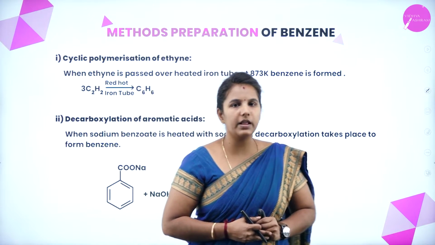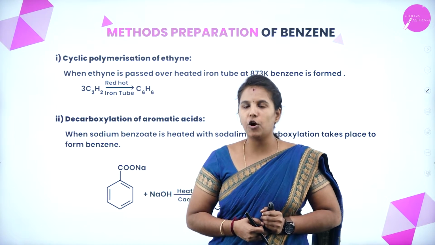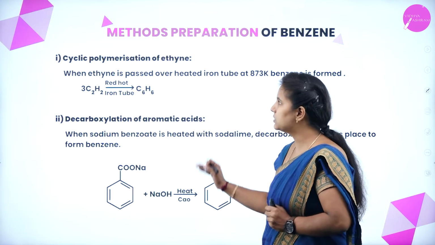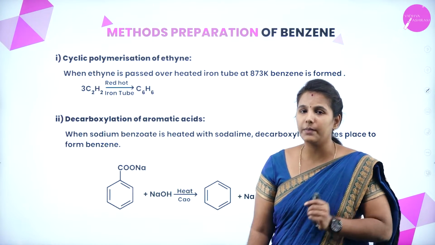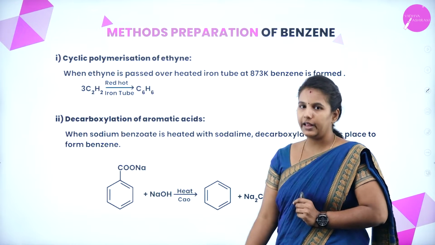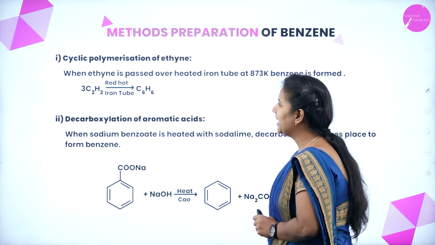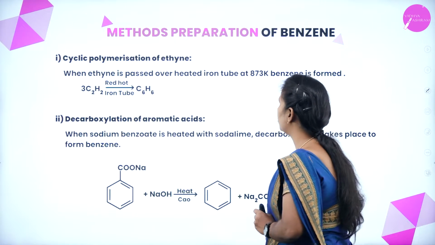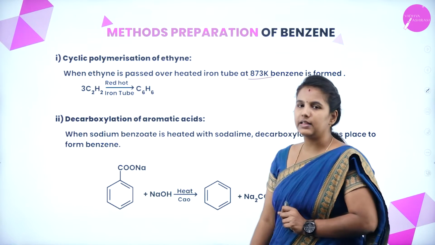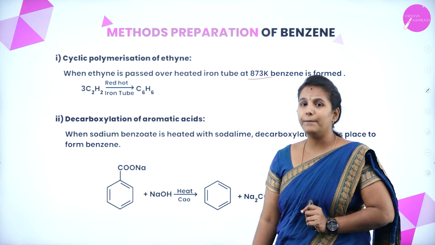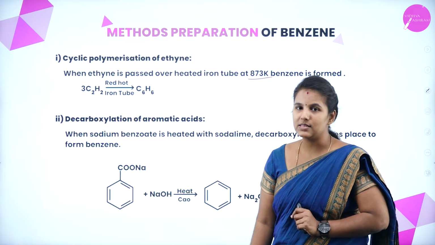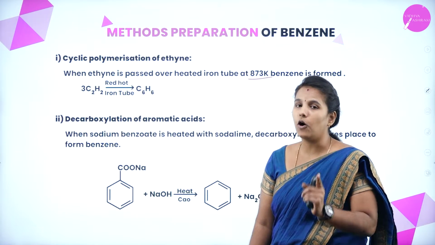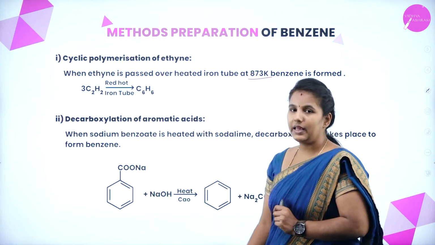So, how to prepare the benzene? There are 3 important methods to prepare the benzene. I'll go with the first one, that is cyclic polymerization of ethine. When you take the ethine and pass it over a red hot iron tube at 873 Kelvin, you will get benzene. That is why I have called this process cyclic polymerization of ethine.